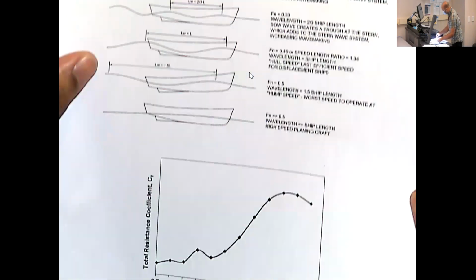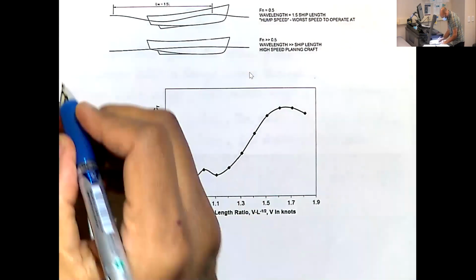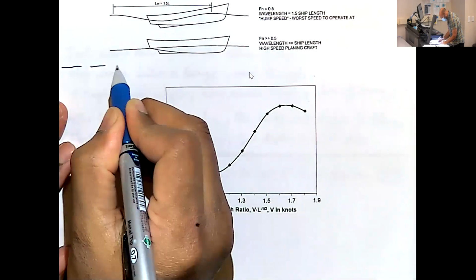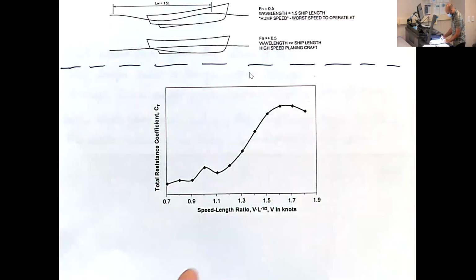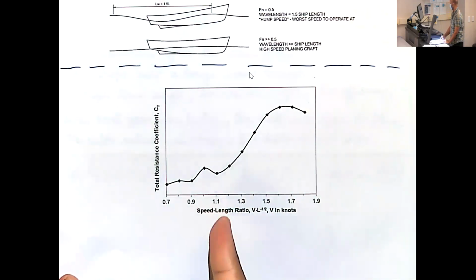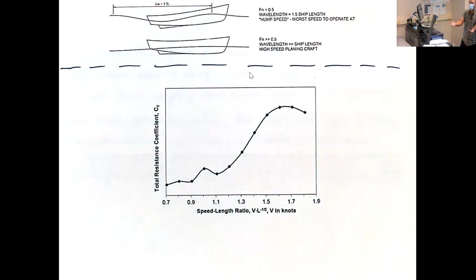Okay, let me bring back the second image now. So we talked about the first image here. Okay, so this curve is for a specific hull. If you change the hull design, the curve will change.